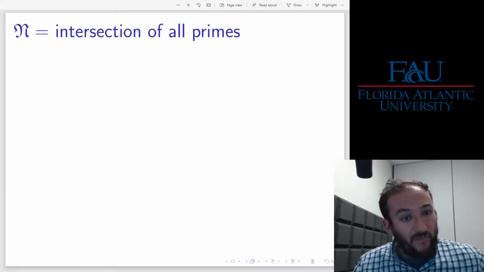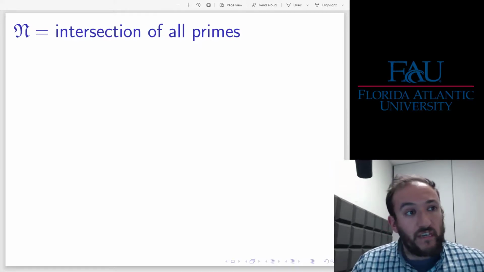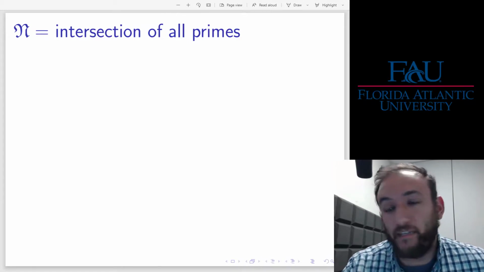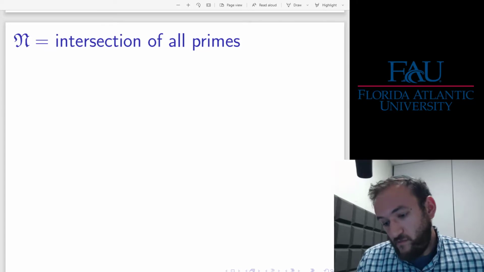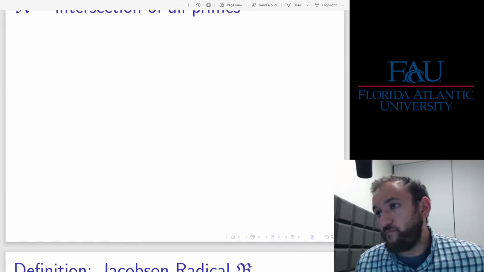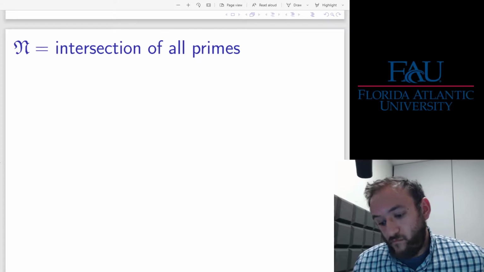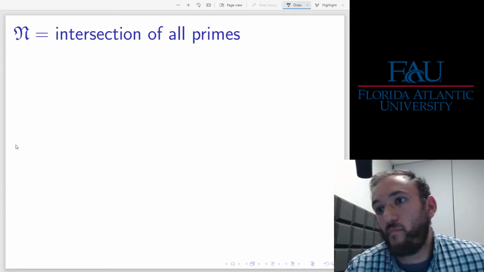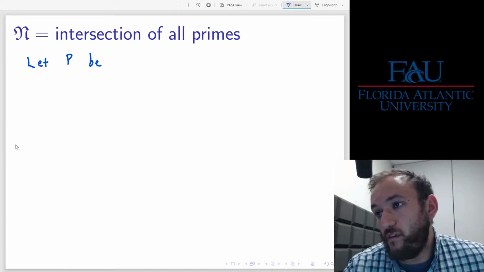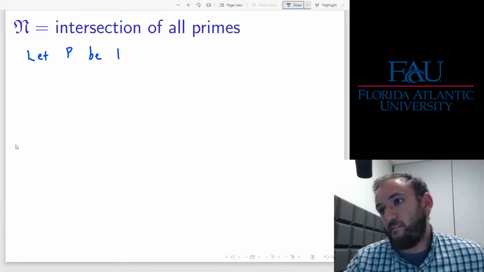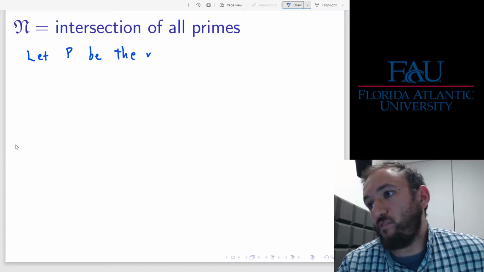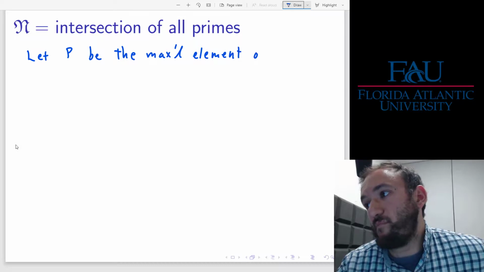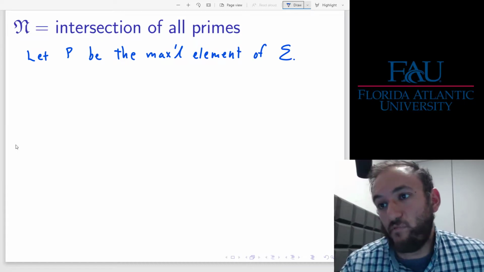So we're going to claim that that maximal element that we just found using Zorn's lemma is actually a prime ideal. So if we let P be the maximal element of sigma, we're going to claim that P is prime.